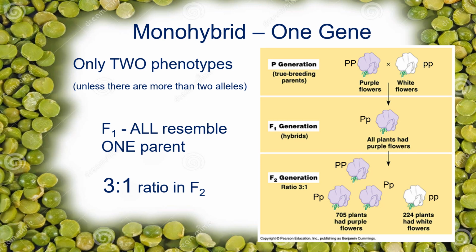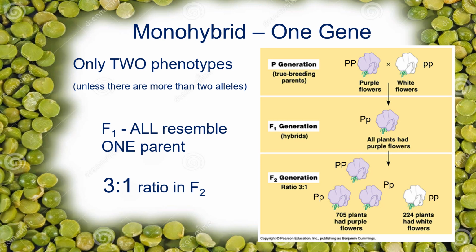If you remember from the lecture, Mendel looked at peas that came in two flower colors. Some were purple and some were white. And he was able to show that the allele for the purple color overrode the allele for the white color. Now, if we take true breeding parents and breed them together, we get all purple plants.